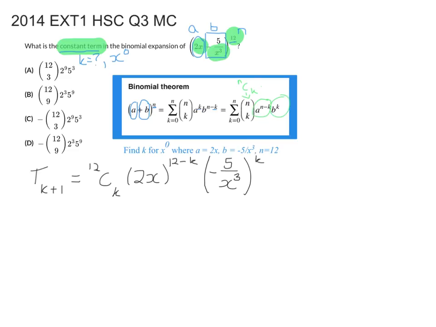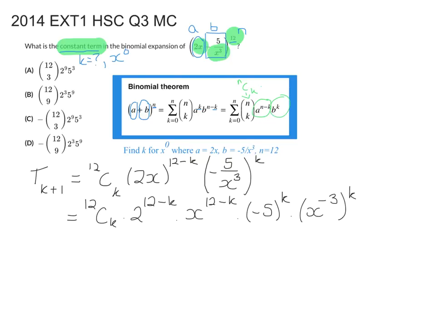As I need to equate all of my x values to a power of 0, I now need to combine all of the x values in my general term. So I'm going to use my index laws to break apart all of the terms that I see and combine the x values together so that I can equate them. So this gives me the combination out the front, which remains unchanged. I'll have a 2 with a power of 12 minus k multiplied with an x with a power of 12 minus k multiplied with a negative 5 to a power of k, and using my index notation, an x to the power of negative 3 all to the power of k.